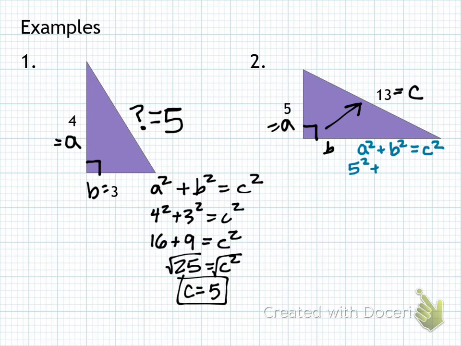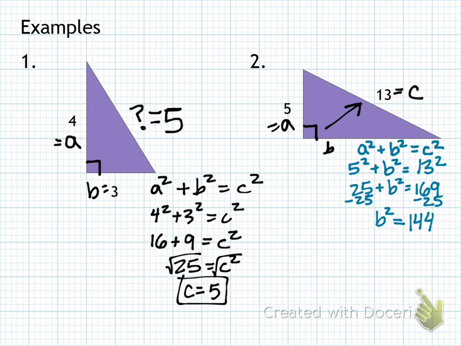Plugging in 5 for a, I get 5 squared plus b squared equals 13 squared. 5 squared is 25, and 13 squared is 169, so now I have this as my equation. I subtract 25 from each side. I get b squared equals 144. And then I take the square root of both sides and get b equals 12.